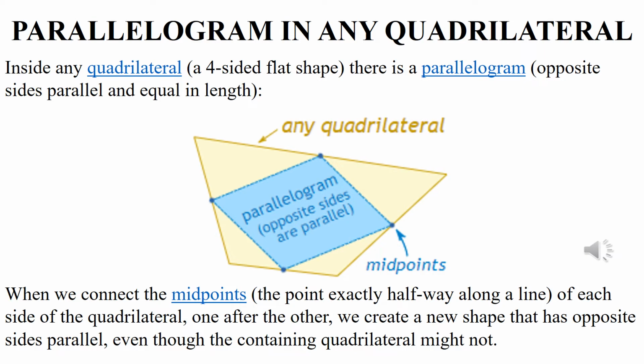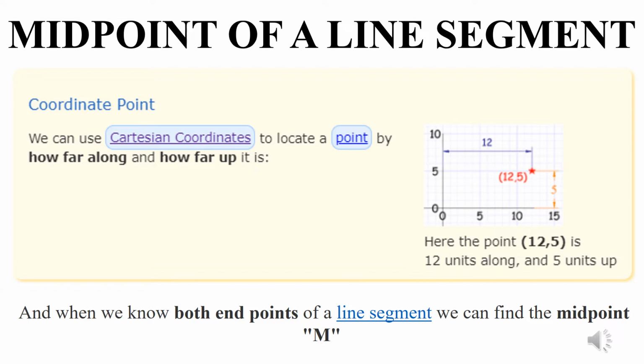Parallelogram in any quadrilateral. Inside any quadrilateral, a four-sided flat shape, there is a parallelogram, with opposite sides parallel and equal in length. When we connect the midpoints, the point exactly halfway along a line, of each side of the quadrilateral, one after another, we create a new shape that has opposite sides parallel, even though the containing quadrilateral might not.